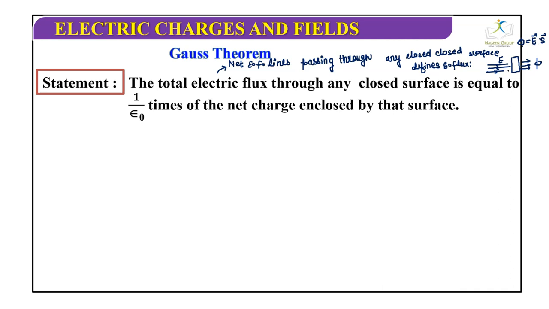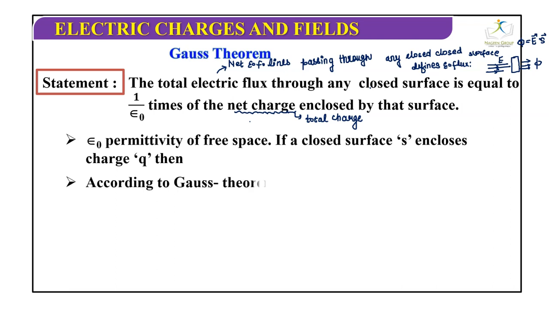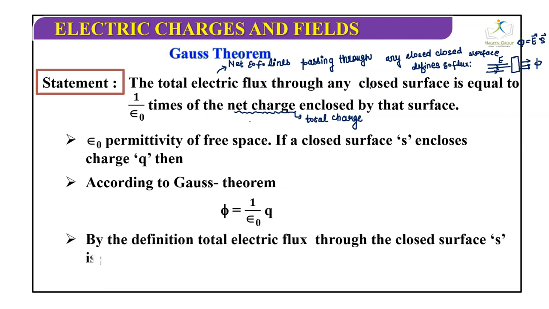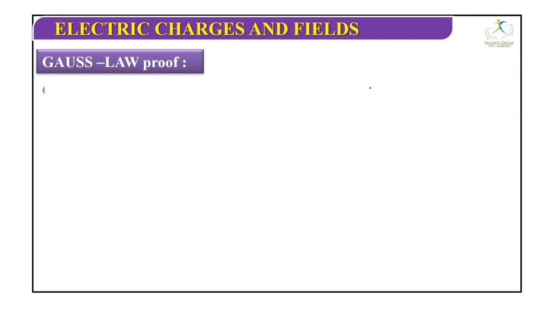So this phi is equal to 1 by epsilon naught times the net charge enclosed. Net charge enclosed means the total charge. Clear? Epsilon naught is the permittivity of free space. If a closed surface S encloses the charge Q, then according to the Gauss theorem, phi is equal to 1 by epsilon naught times Q enclosed. By definition, the total electric flux through a closed surface S is given by phi equals the closed integral of vector E dot vector dS.